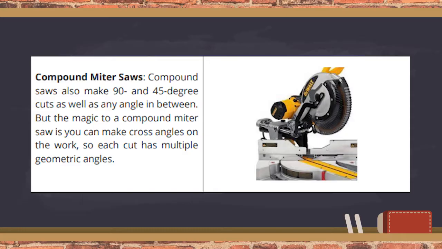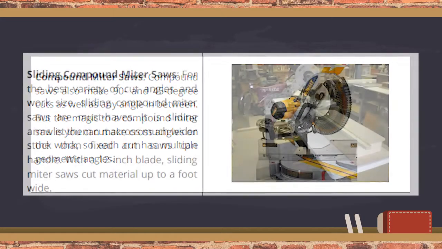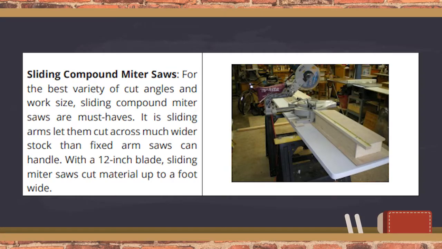Compound miter saws. Compound saws also make 90 and 45 degree cuts as well as any angle in between. But the magic to a compound miter saw is you can make cross angles on the work, so each cut has multiple geometric angles. Sliding compound miter saws. For the best variety of cut angles and work size, sliding compound miter saws are must-haves. Its sliding arms let them cut across much wider stock than fixed arm saws can handle. With a 12-inch blade, sliding miter saws cut material up to a foot wide.